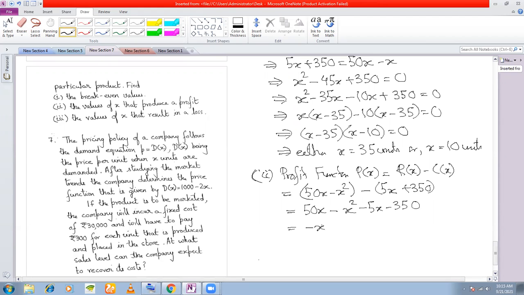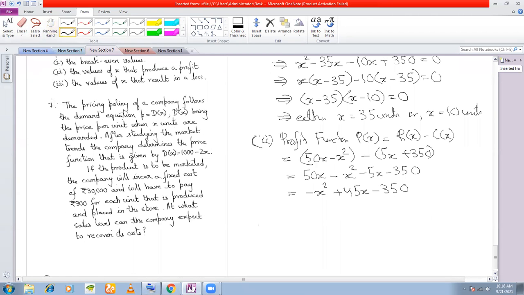So you get here minus x square plus 45x minus 350. This is the profit function. Now, what are the values of x that will produce a profit? Values of x that produce profit is given by P(x) greater than 0. Only when the profit is greater than 0, only then you can realize profits.